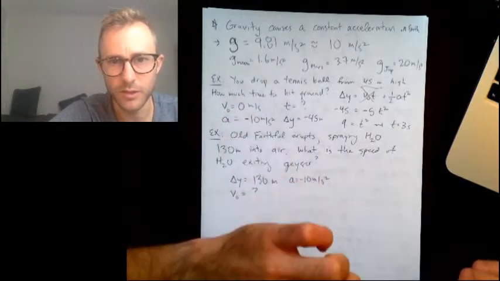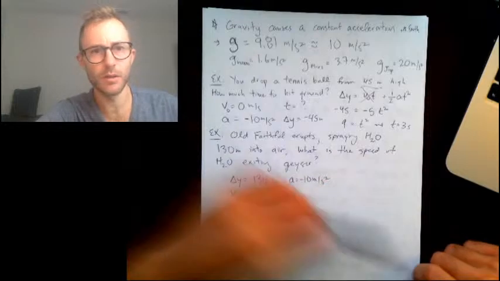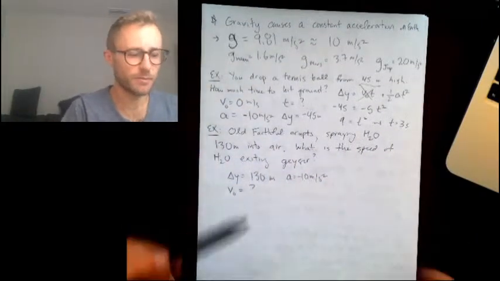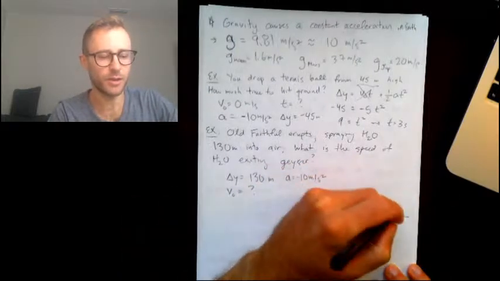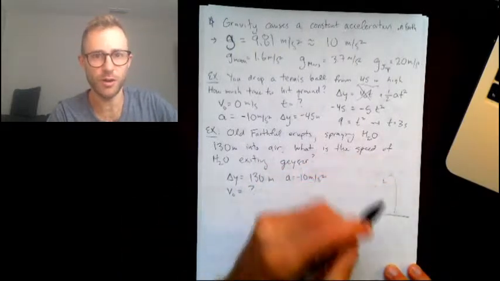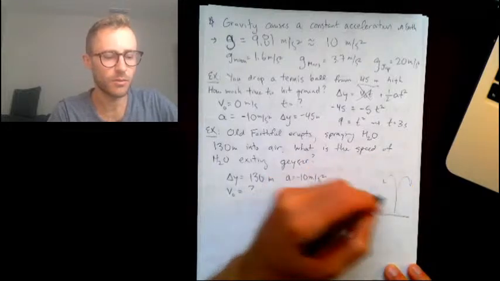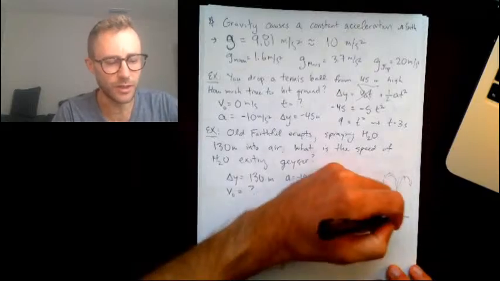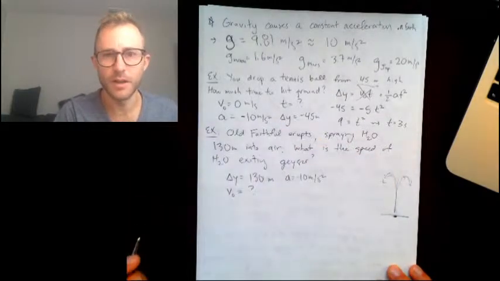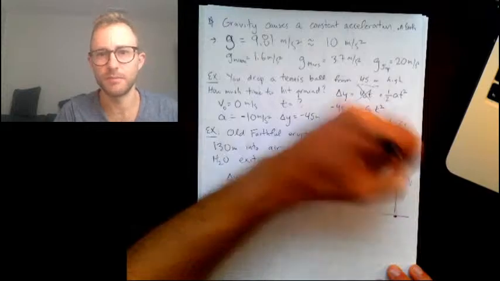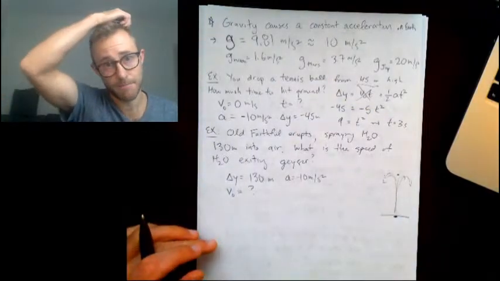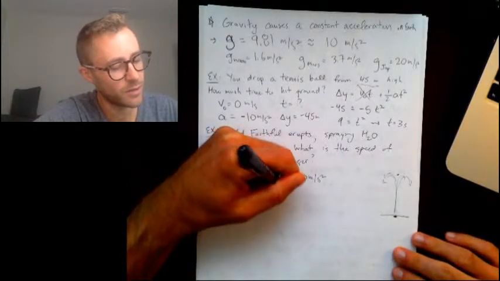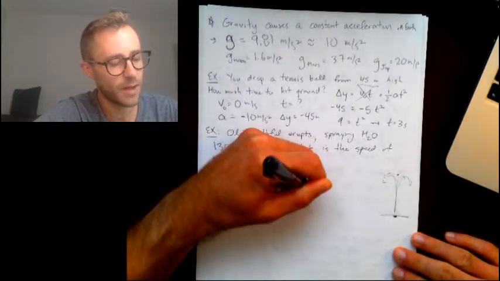This one is a little bit tricky, okay? So we have this geyser erupting, right? So the geyser is going like this. There's the water. Water is spraying up into the air, like so. So the initial point is right here, and the final point is right here at the highest point, okay? Now the question is, what is the velocity at the highest point? And it turns out that the velocity is going to be 0 at the highest point.